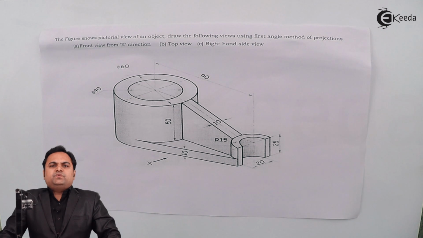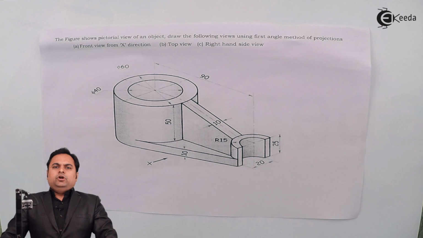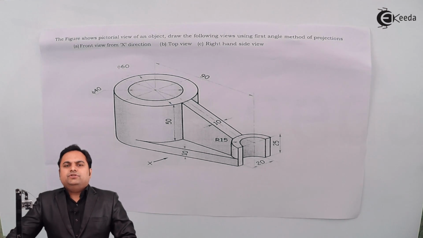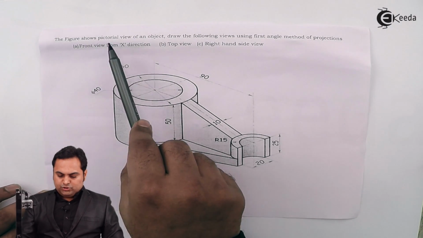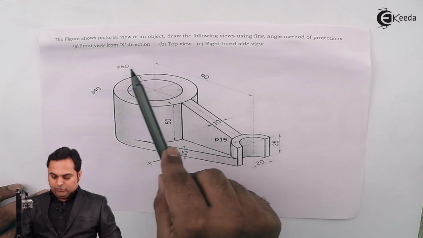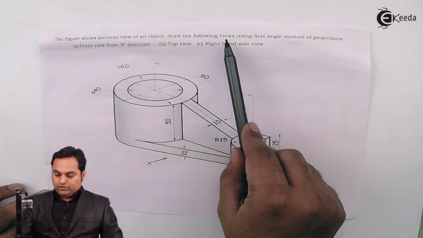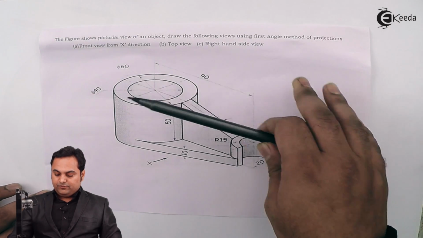Hello friends, in this video we are going to see a problem on orthographic projections. Here is the question. The figure shows a pictorial view of an object. An object is given to us. Draw the following views using first angle method of projection.